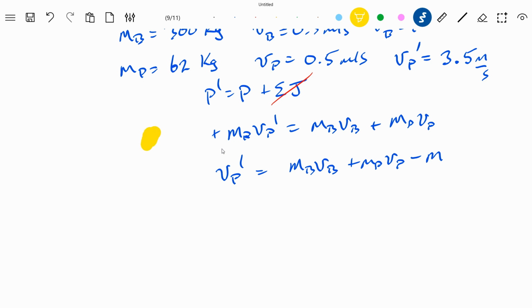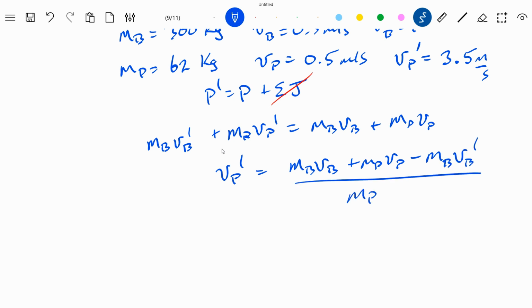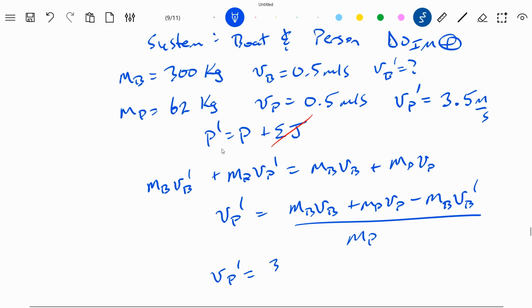There we go. Mass of the boat, V of the boat prime, plus all that other stuff. Good, because that's where I'm at right now. Subtracting that term over. So mass of boat, V of boat prime, all of which is over mass of the person. V of person prime equal to, putting the numbers in, mass of boat was, there it is, 300.